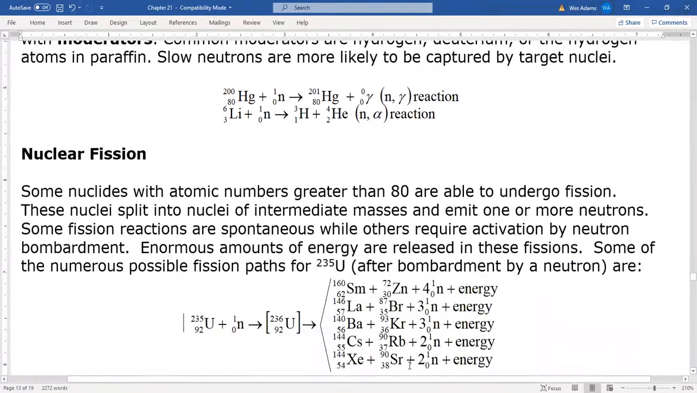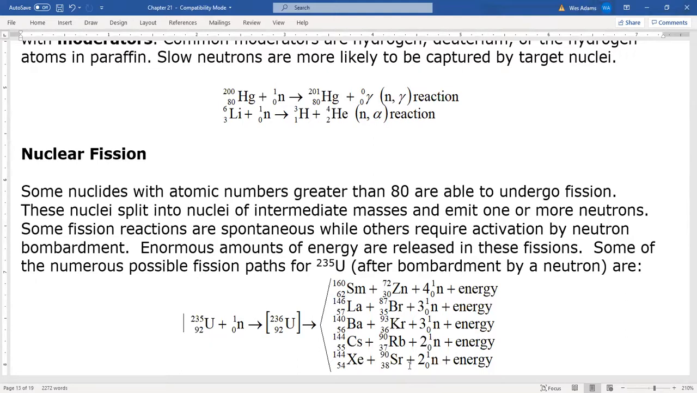Nuclear fission is usually a function of large atoms. Large atoms will undergo fission, small atoms do not, at least in general. These atoms will split into atoms of intermediate masses and usually emit one or more neutrons. Some fission reactions are spontaneous, others require activation by neutron bombardment, as is the case with nuclear power. An enormous amount of energy can be released in these fissions, which we can then use for our benefit.